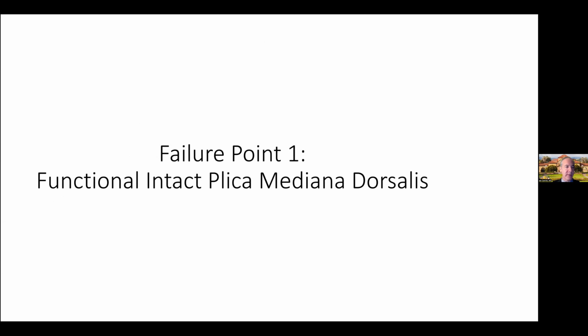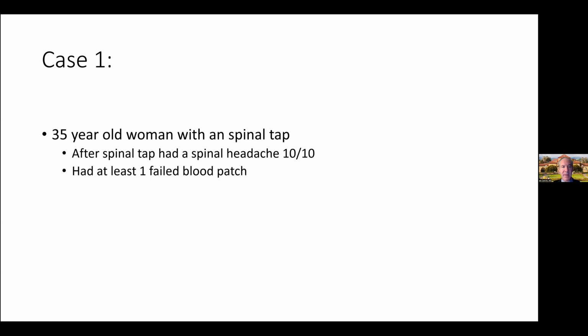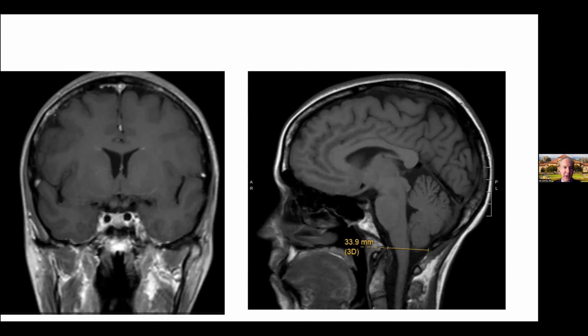So failure point 1 for why a properly done bedside epidural blood patch would not work is what I would call a functionally intact plica mediana dorsalis. So this is a fibrous tissue band that exists in some, perhaps many people in their epidural space outside the bag. One example is illustrated by this case, a 35-year-old woman who had a spinal tap. After the spinal tap, she had a spinal headache rated at 10 out of 10, had at least 1 failed blood patch. Her MRI of her brain is very unremarkable.